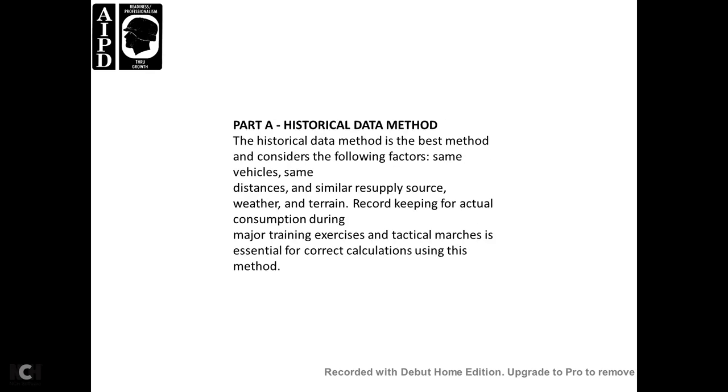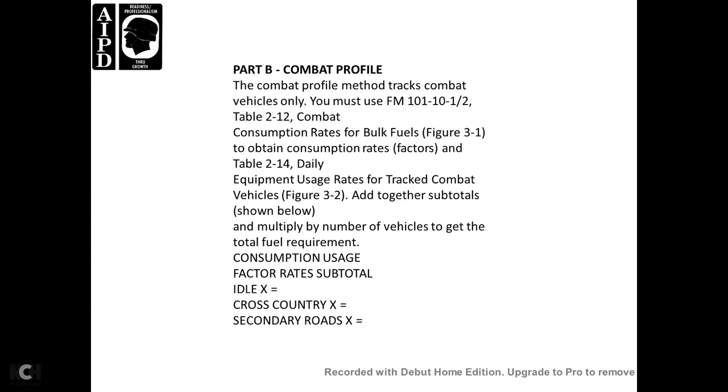Part A: Historical data method. The historical data method is the best method. Consider the following factors: the type of vehicle, the distance, the resupply, and the terrain. Keeping a record of the actual consumption during major training exercises and tactical marches is essential for the correct calculation of the method.